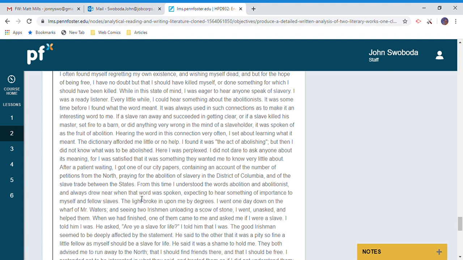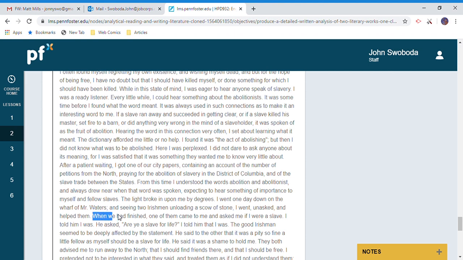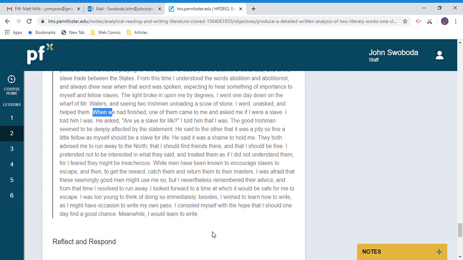The light broke in upon me by degrees. I went one day down on the wharf of Mr. Waters, and seeing two Irishmen unloading a scow of stone, I went, unasked, and helped them. When he had finished, one of them came to me and asked if I were a slave. I told him I was.